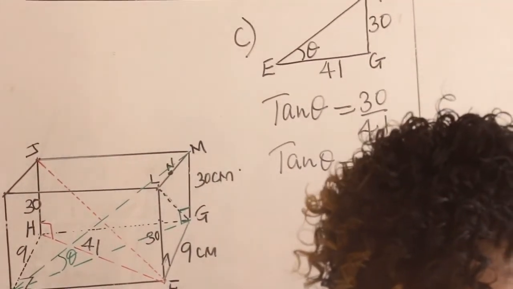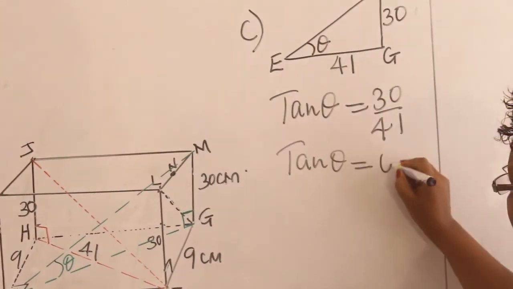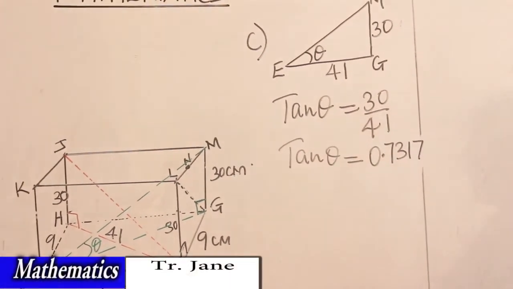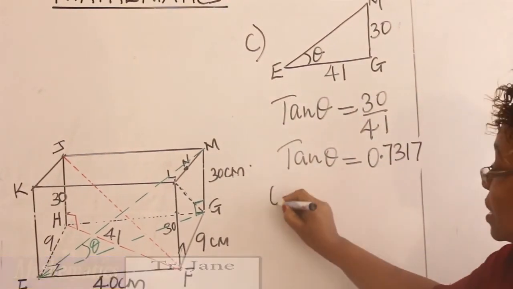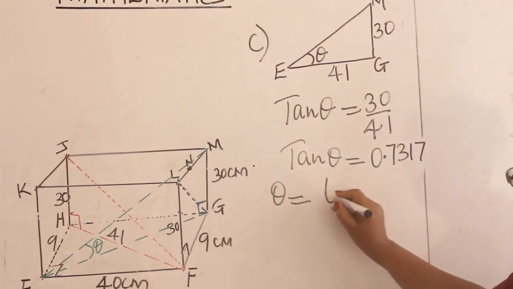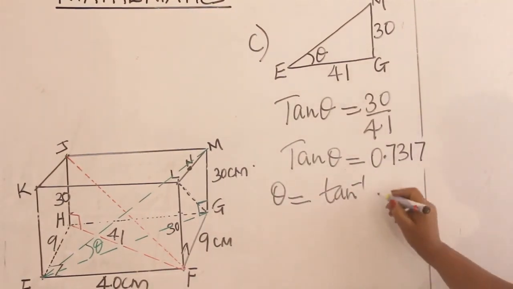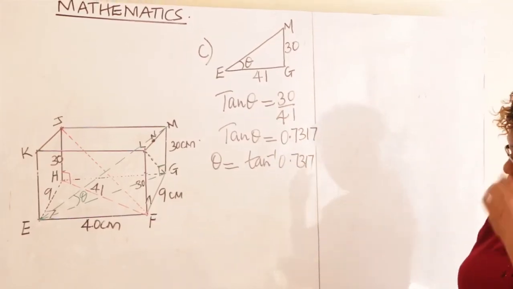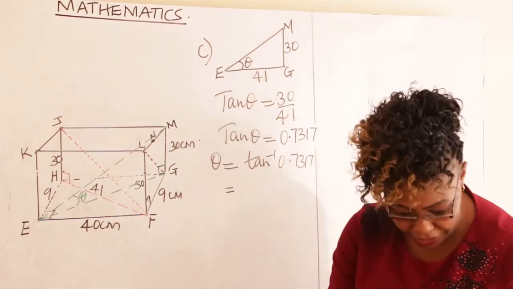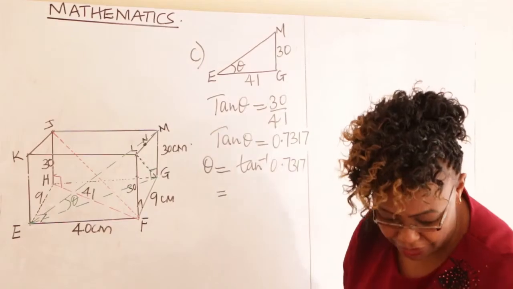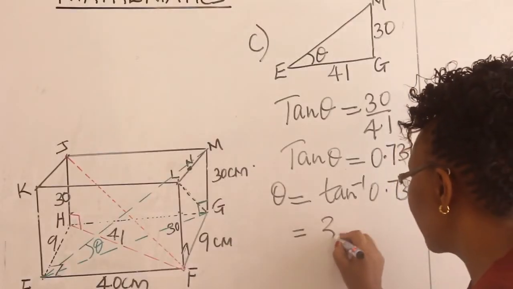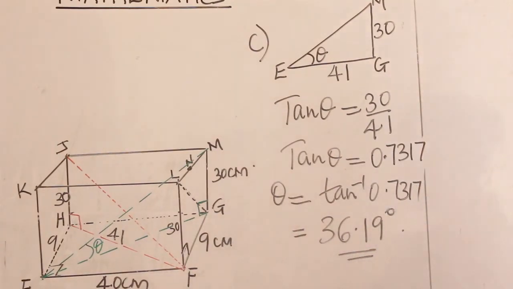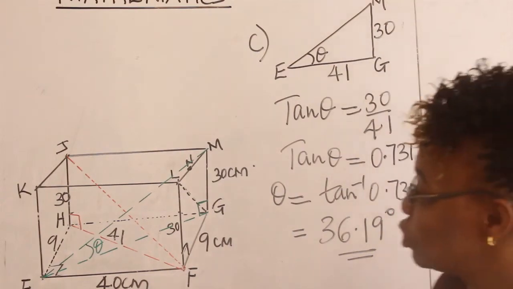So tan theta is equal to what, Lana? You use a calculator and you should get 0.7317. Okay? Then what is theta? Theta is equal to tan inverse of 0.7317. Which angle is this? You go to the calculator and you work it out very fast, the angle would be 36.19 degrees.